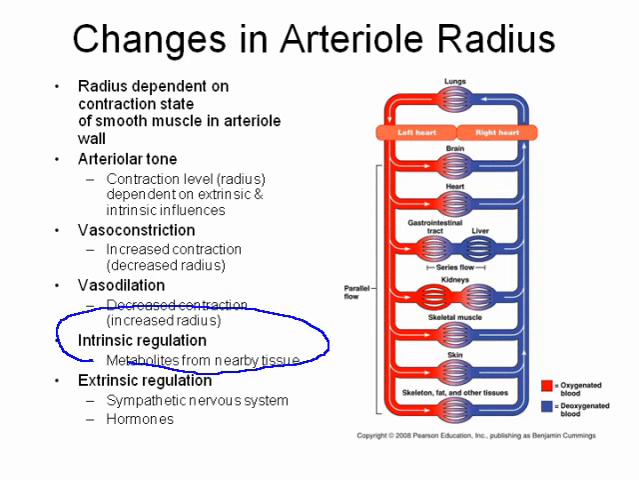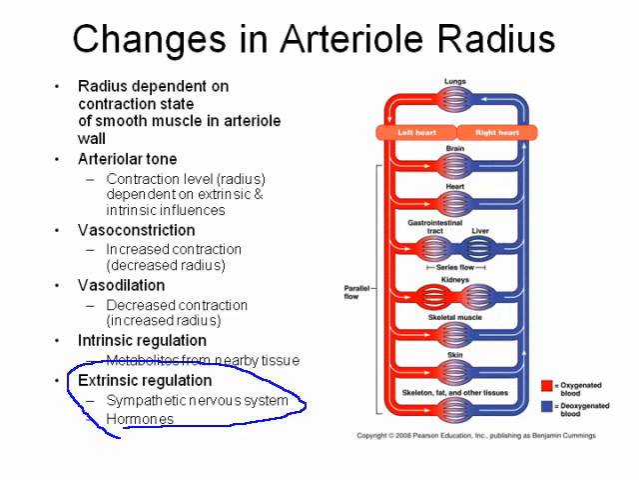The intrinsic regulation are metabolites from nearby tissue. Obviously, with a greater level of metabolic activity going on, let's say here in skeletal muscle cells, they're going to need more oxygen, more nutrients being provided to them. So those metabolites that are a result of the consumption of oxygen and those nutrients build up, and they act as a signal that causes the capillaries as well as the arterioles leading into them to dilate. And then we have the sympathetic nervous system and hormones that can act as extrinsic regulators.